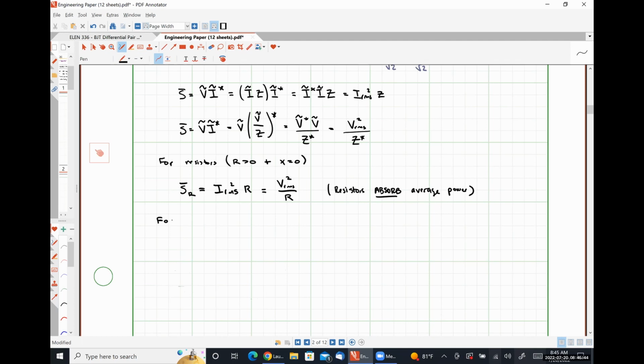For inductors, where R is equal to 0 and X, the reactance, is greater than 0, we'll have SL, the complex power absorbed by an inductor, is J omega L times I RMS squared, or J times V RMS squared over omega L, which means inductors absorb reactive power.